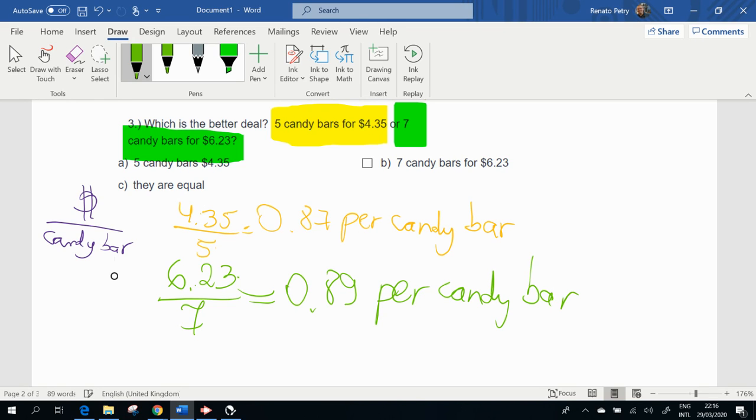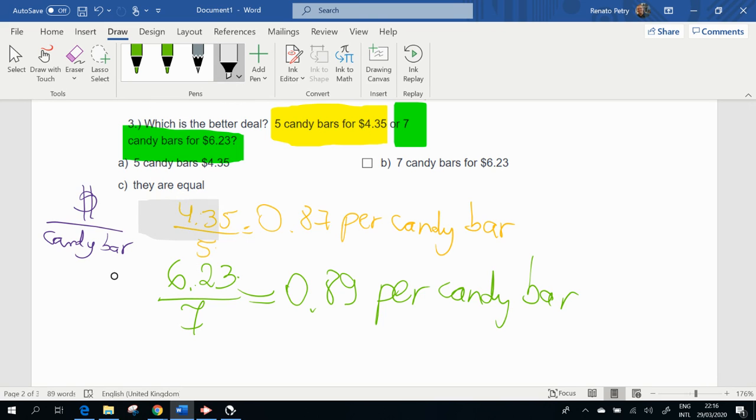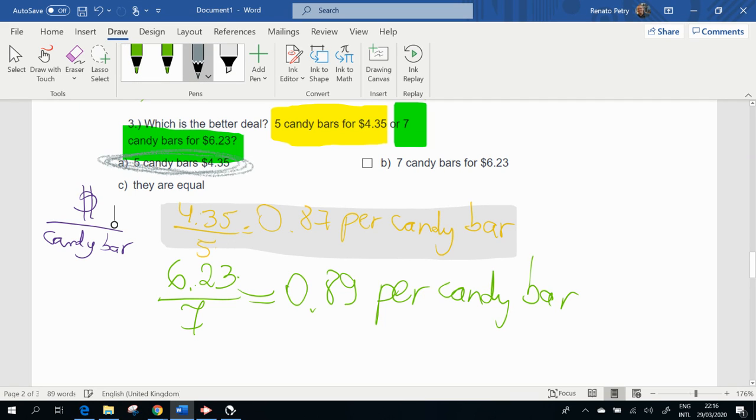So what is my best deal? My best deal is my first one here. Okay, my best deal is this. So my answer has to be letter A, 5 candy bars. Oopsie. My best deal is here. So my answer is letter A, 5 candy bars for $4.35, because the price per candy bar is lower than the other deal.